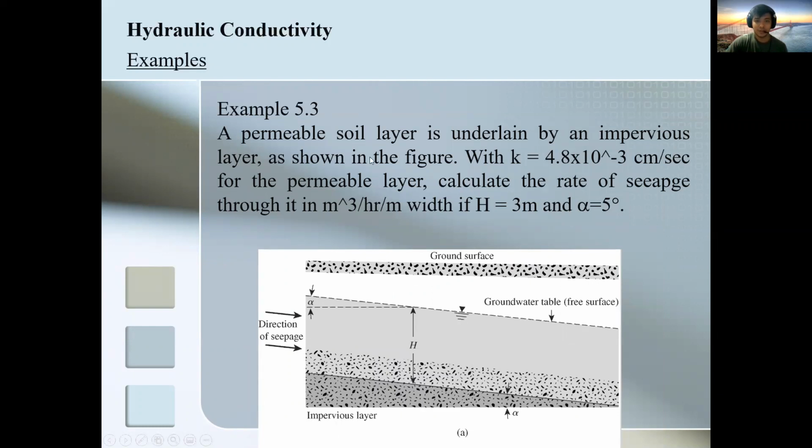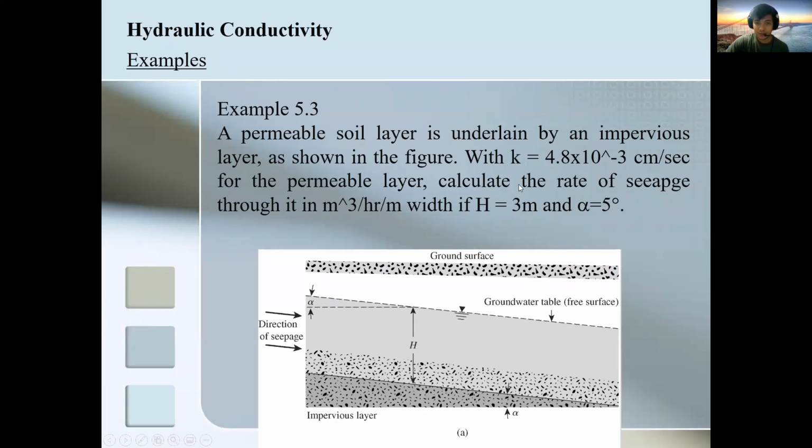Okay, so a permeable soil is underlain by an impervious layer as shown in the figure, with K equals 4.8 times 10 to the power of -3 cm per second for the permeable layer. Calculate the rate of seepage through it in cubic meter per hour per meter, if h is equal to 3 meters and alpha, the angle of inclination, is 5 degrees.